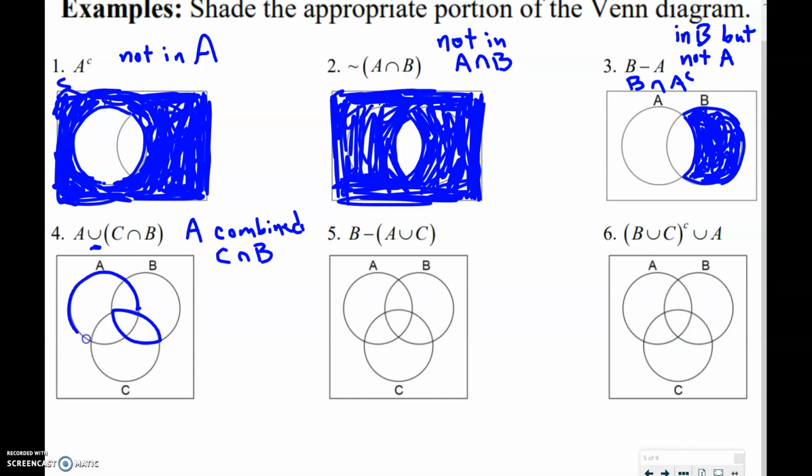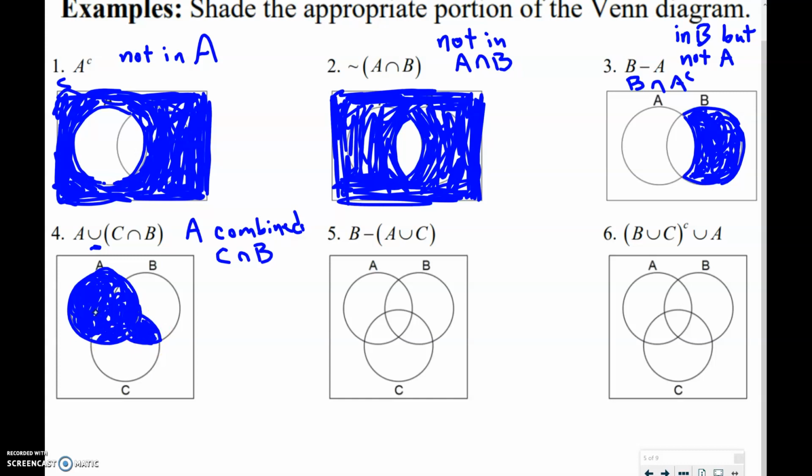I have to shade that because it's everything in there together with everything in A. So everything in A should be shaded. Everything in C intersect B should be shaded. So we're just going to shade that up. We're taking everything in A and putting it together with everything in C intersect B. So we have this. And we're done.